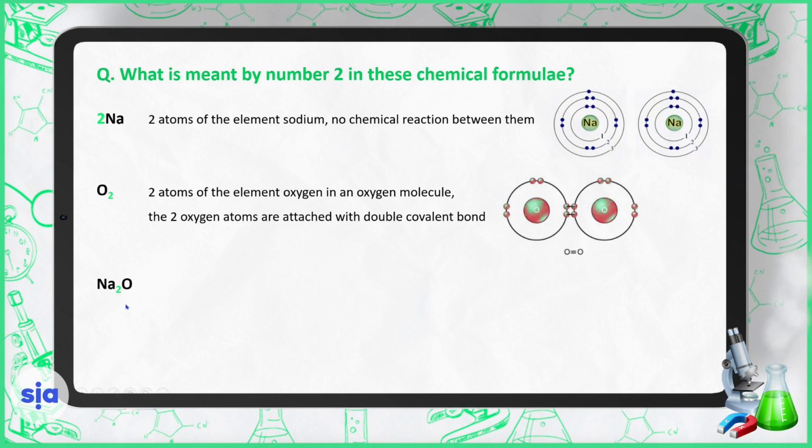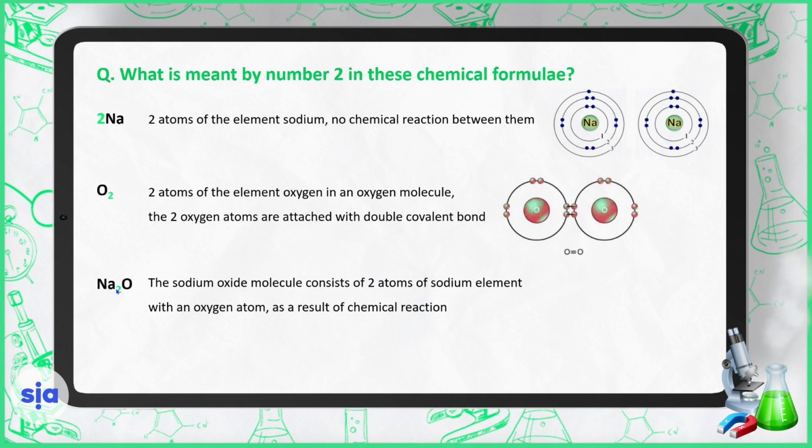Another example, Na2O. These are 2 sodium atoms, but they do not freely exist. They will react with an oxygen atom in a chemical reaction. So, 2 sodium atoms reacting with 1 oxygen atom.